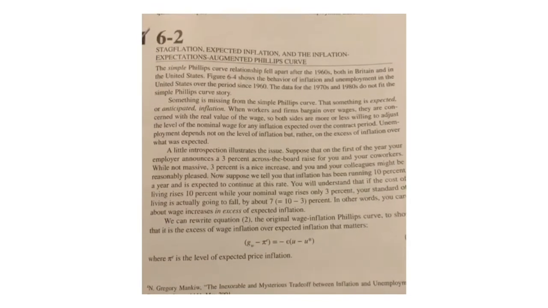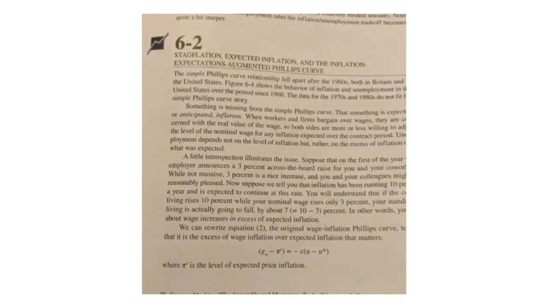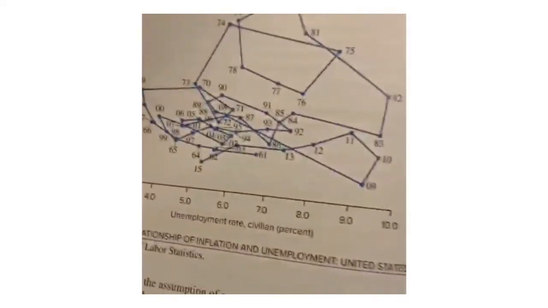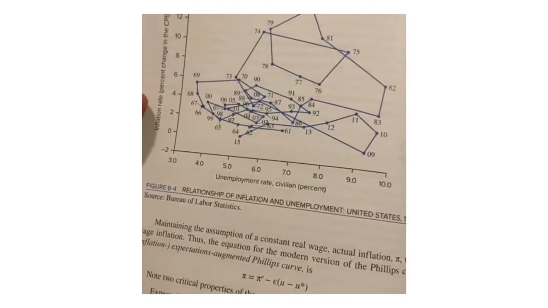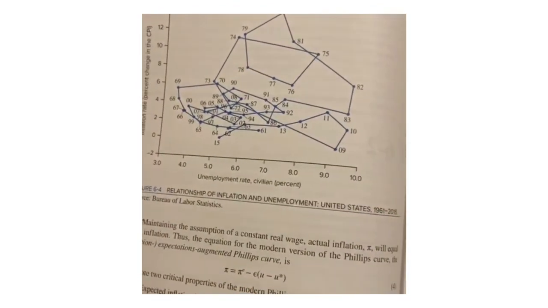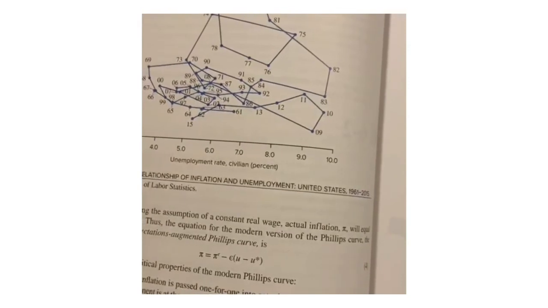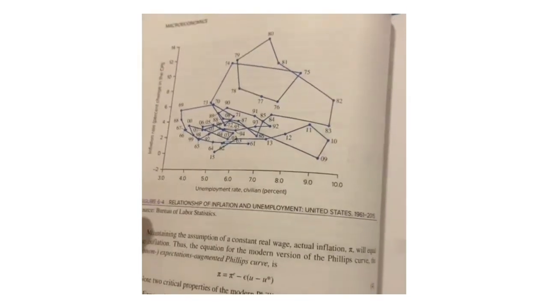Stagflation is a term which means high unemployment rate and high inflation. As you can see in the graph here, the unemployment rate is high and the inflation rate is high also.